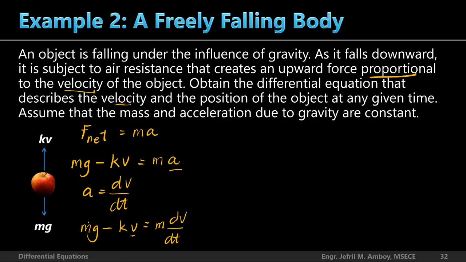We can actually rewrite the differential equation in standard form. We can divide both sides by m and transpose this term to the other side. So we have dv over dt plus k over m times v equals mg over m, which is simply g.